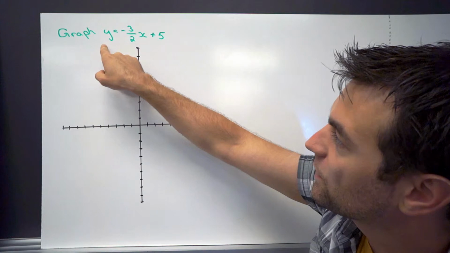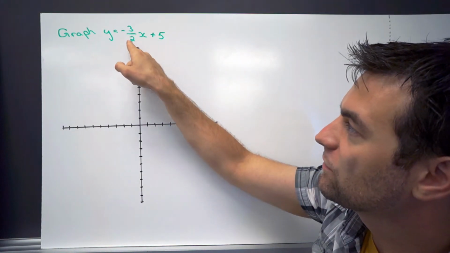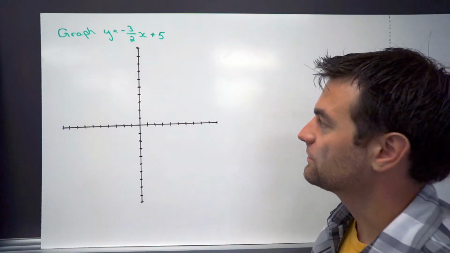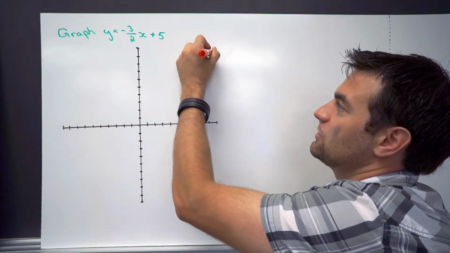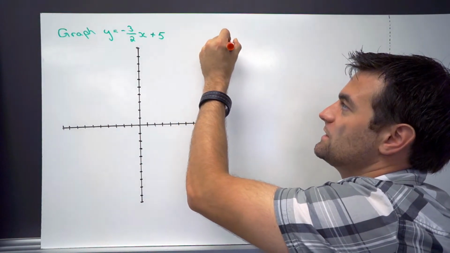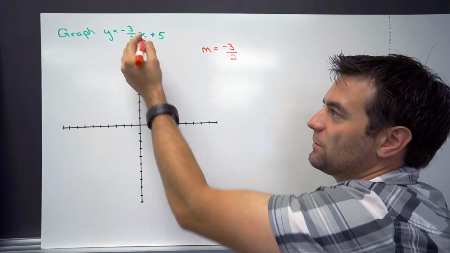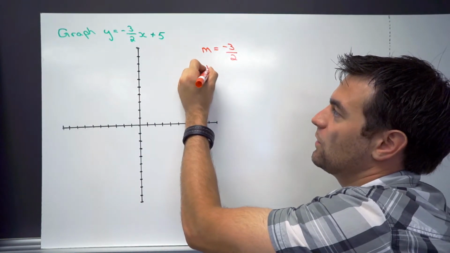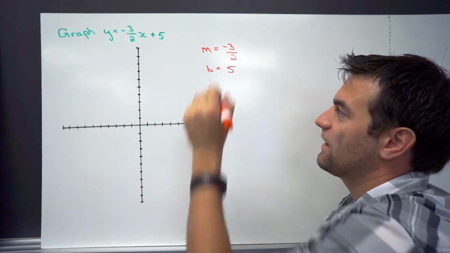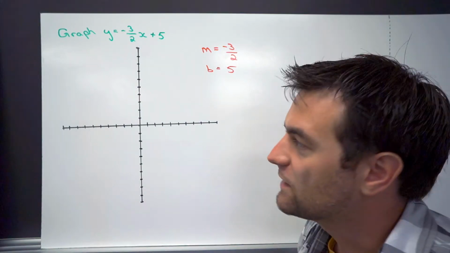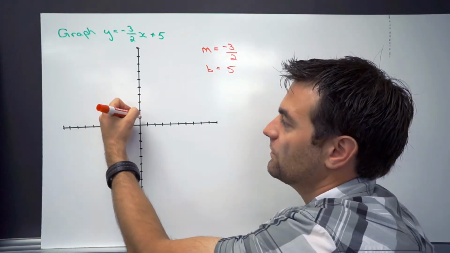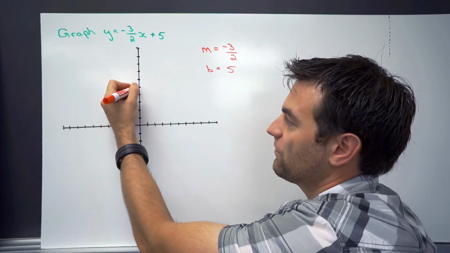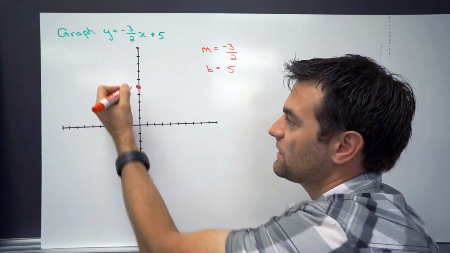So here we're going to graph y equals negative 3 over 2x plus 5. So again, our slope is negative 3 over 2, the number beside the x, and our y-intercept is 5. So when we're graphing this, we plot our y-intercept. We go up 1, 2, 3, 4, 5. So we put our y-intercept in here.